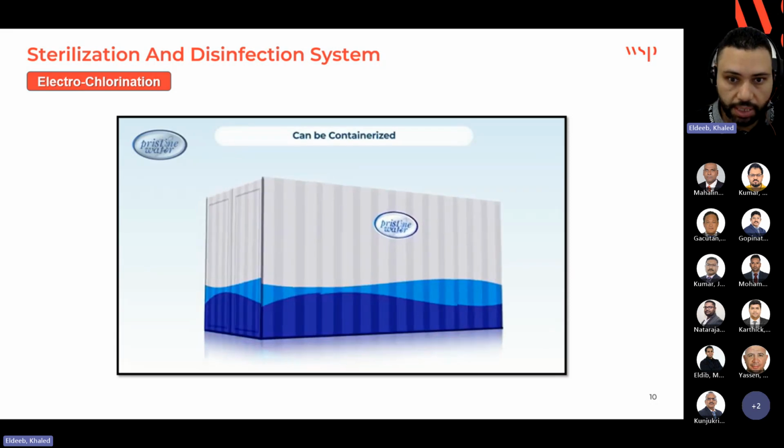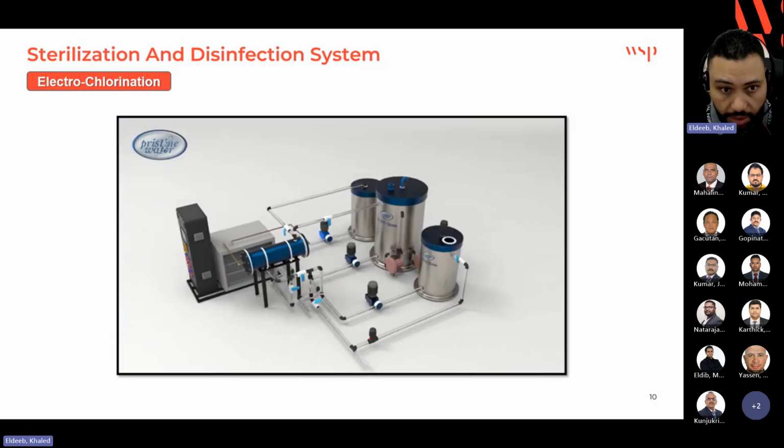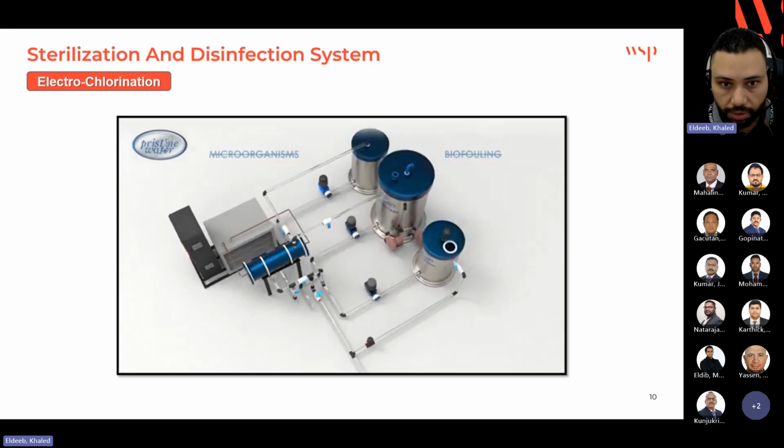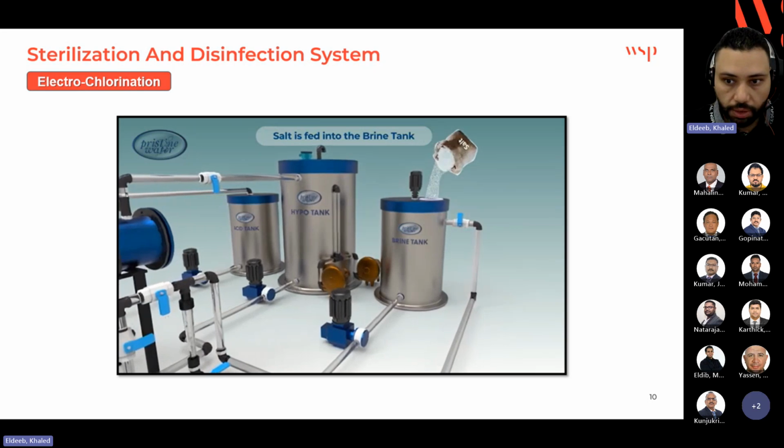Yeah, so this is the system. You see it needs a space. Okay, so this company, for example, offers to provide it in a container to treat it as a separate system, like a closed box.